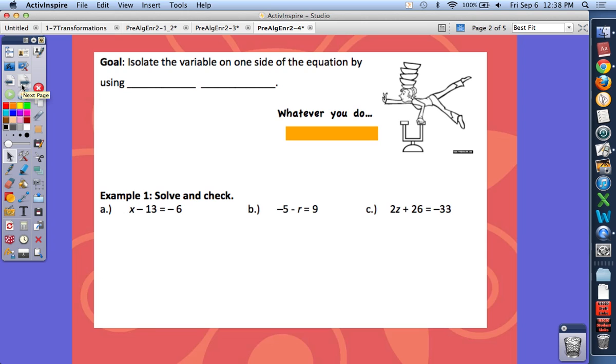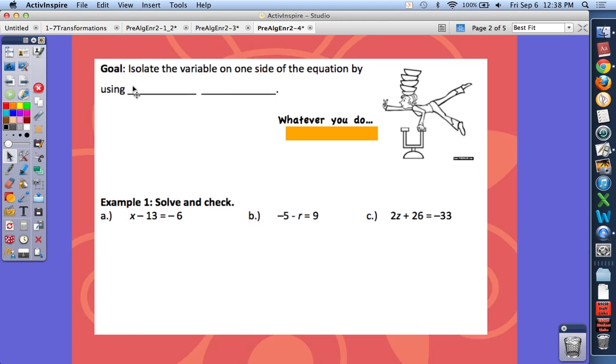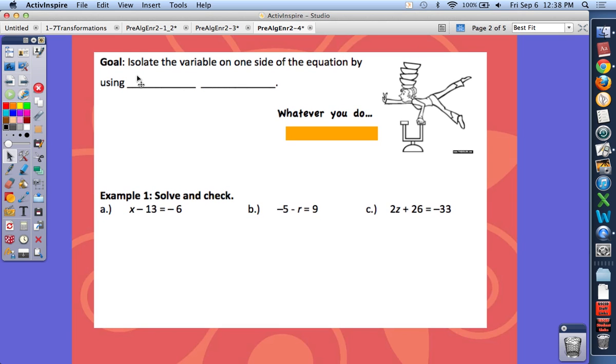Today we're going to focus on solving equations. Remember that when you solve an equation, your goal is to isolate the variable on one side of the equation by using inverse operations. So go ahead and write that down. Inverse operations. You're going to undo what's already being done.